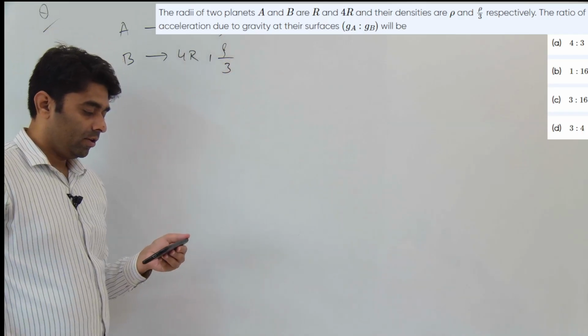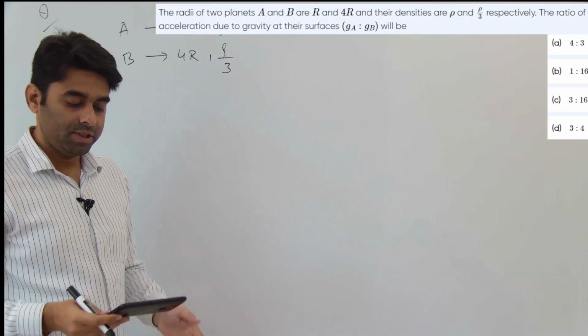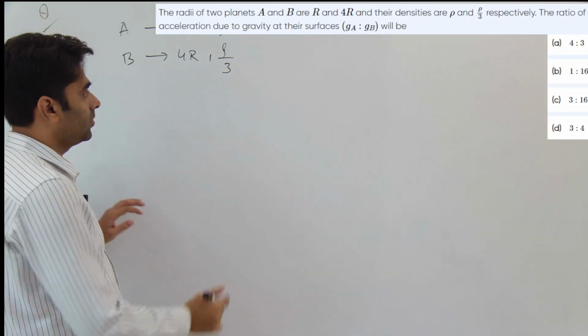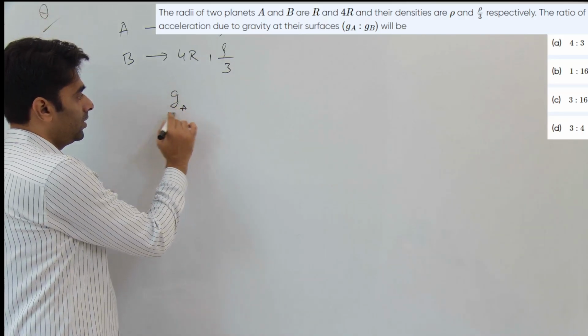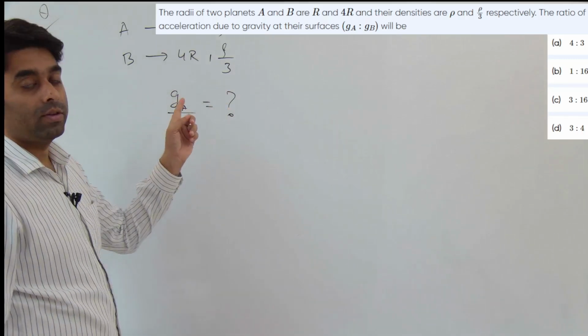Fine. The ratio of acceleration due to gravity at their surface, Ga by Gb, is what they are asking us. What information is given? Radius is given, density is given.